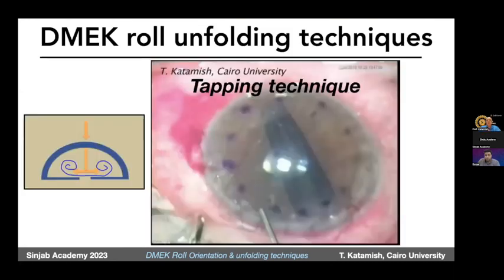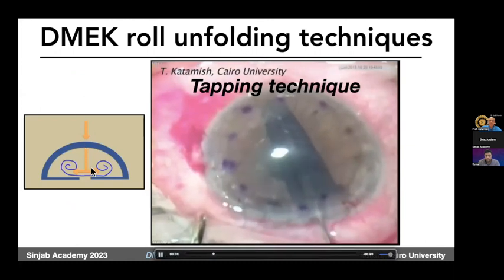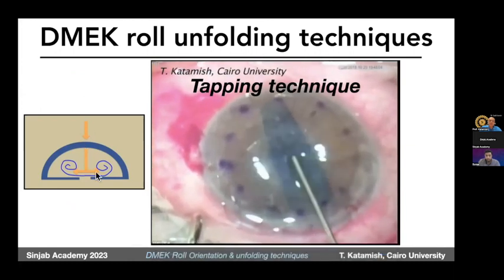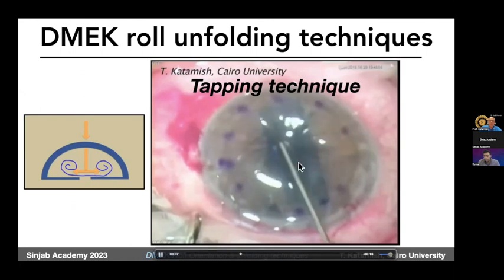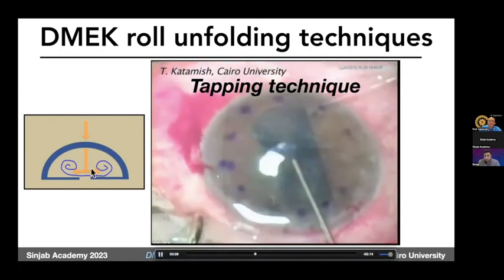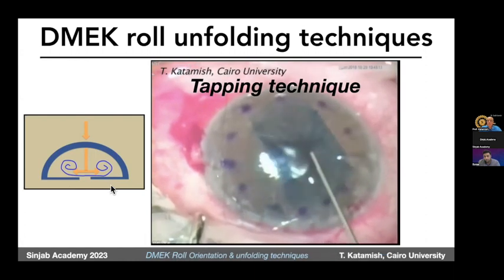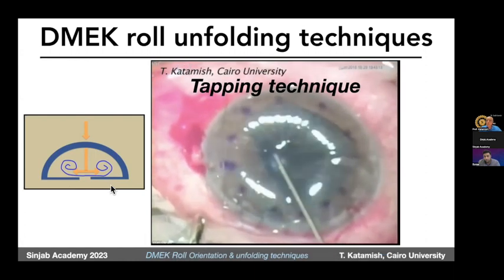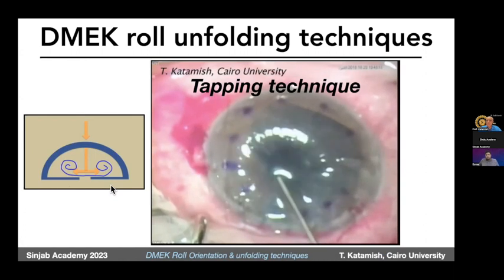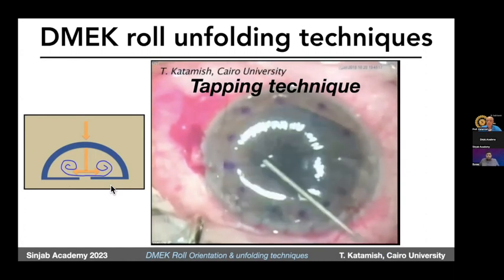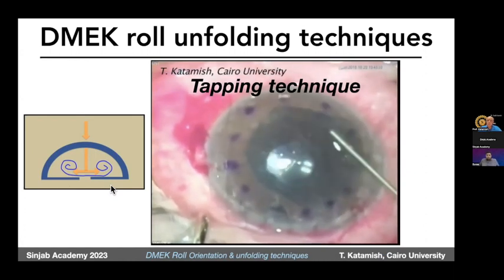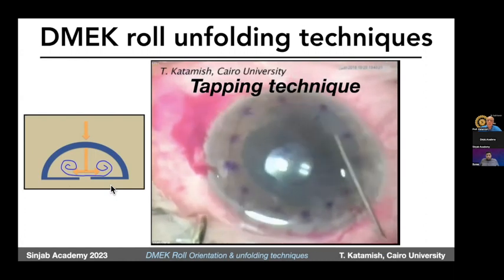So I will show now some of the techniques magnified. This is the tapping technique, as you see. The idea is you press over the cornea to create a fluid wave. This fluid wave will open the two scrolls, and just tapping, as you see, we are not using direct trauma to the graft. We are using indirect forces, tapping over the cornea. This will make a fluid wave which will open it.